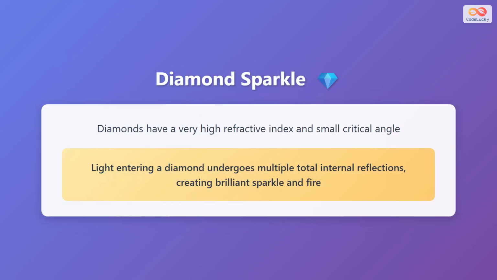Diamonds are famous for their brilliant sparkle, and total internal reflection is the physics behind this beauty. Diamonds have a very high refractive index of about 2.42, which gives them a small critical angle. When light enters a diamond, it undergoes multiple total internal reflections inside before exiting. These repeated reflections create the dazzling sparkle and fire that make diamonds so captivating.